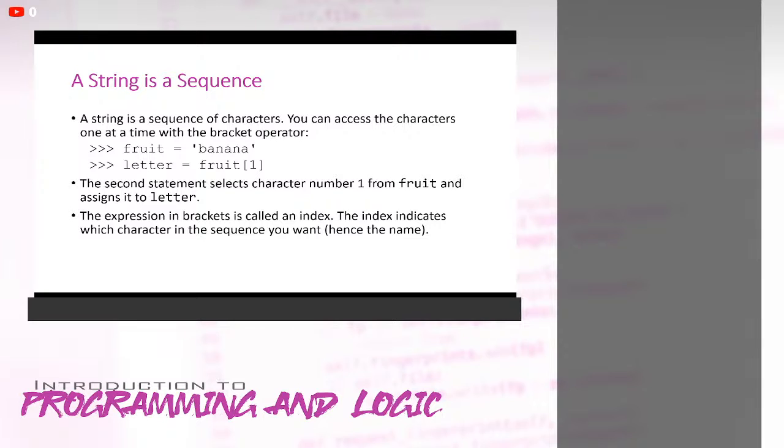And then we have a letter here where we are pulling out the value at index location 1. The expression in our brackets here is called an index. We're pulling out the information here at index location 1, and that's pulling out that singular character that is inside of this string.